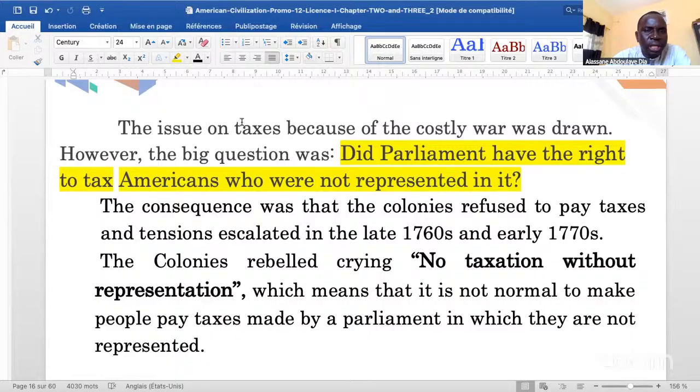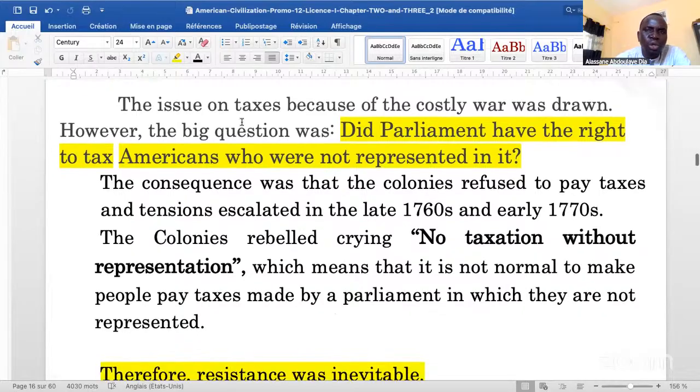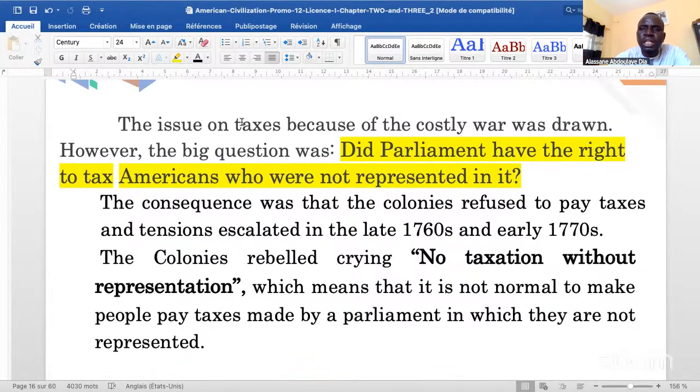But the big problem here is, would the American colonies accept to pay the taxes? They would not accept to pay the taxes. Do you know why? The question is, did the Parliament have the right to tax Americans who were not represented in it? Here, if I explain to you, how was the Parliament organized? Look, England is in Europe, and the kingdom is in Europe, and the Parliament is in Europe. So the colonies are in America, on a different continent.